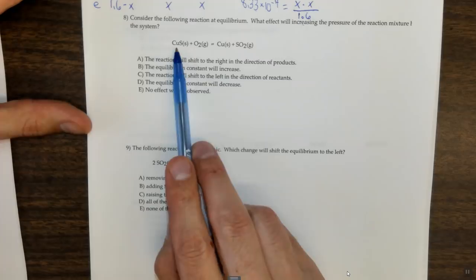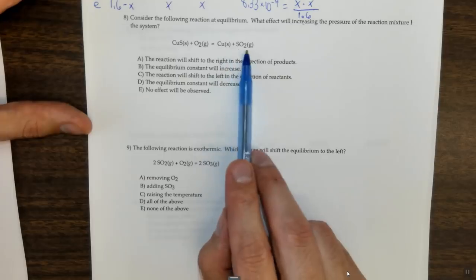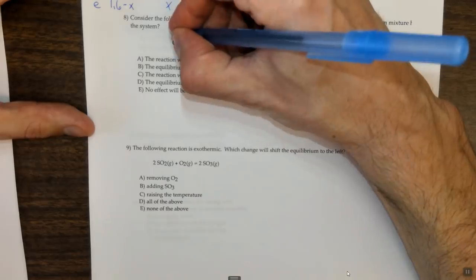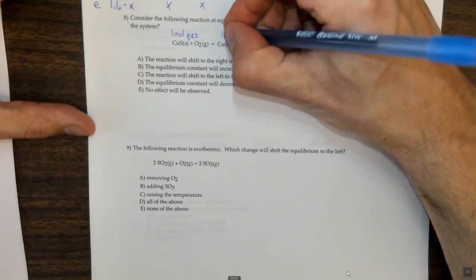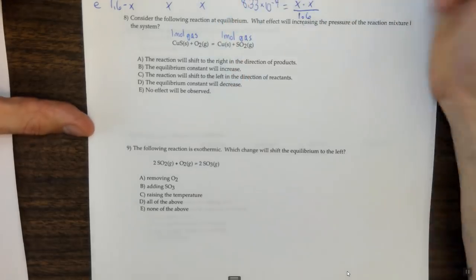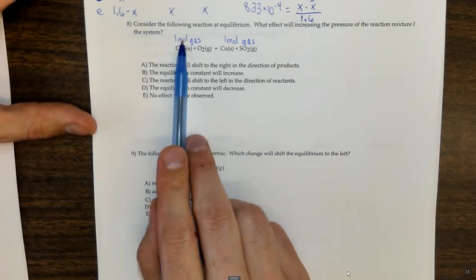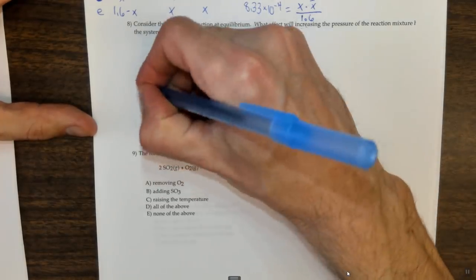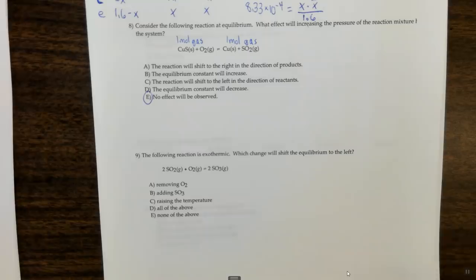We have Cu solid plus O2 gas yields Cu solid plus SO2 gas. So on the reactant side, we have 1 mole of gas, the O2 gas, and on the product side we have 1 mole of gas. So increasing the pressure will favor less moles of gas, but in this case we have 1 mole of gas on both sides, so increasing the pressure will have no effect because they both have the same number of moles of gas. But generally speaking, increasing the pressure favors less moles of gas.